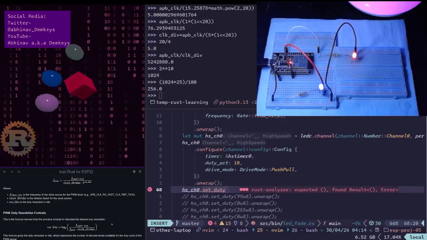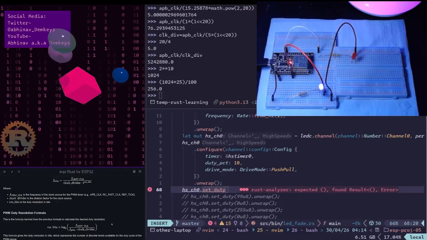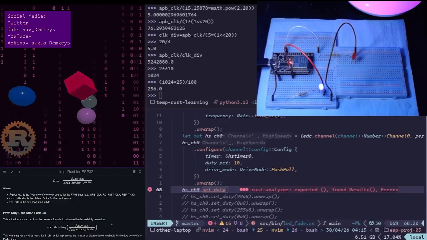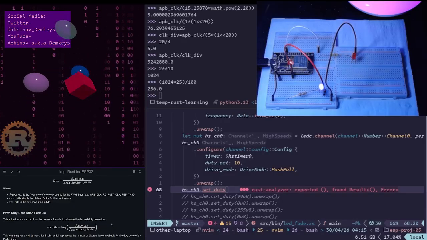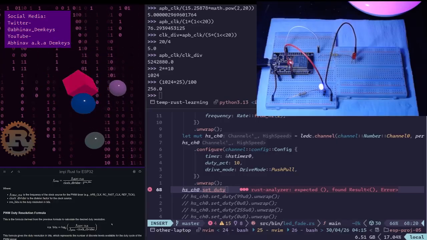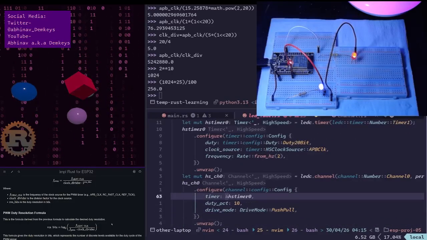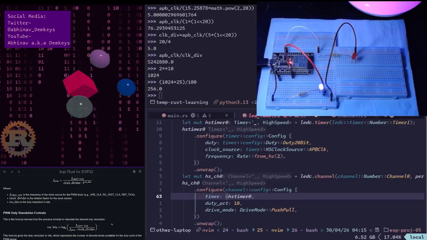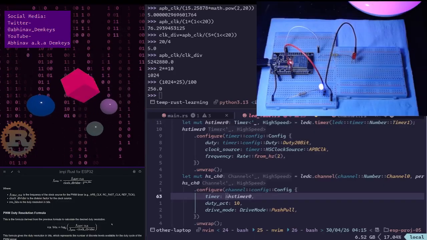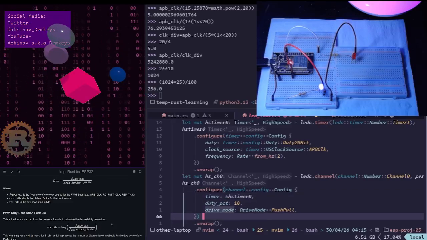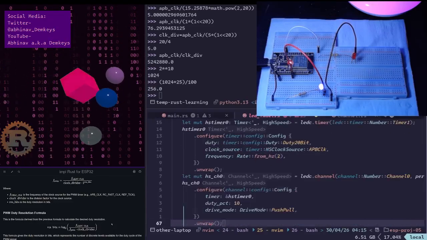So we have a frequency, right? And we are setting a duty percentage. This is a duty percentage. This is a duty percentage. What I've done here is I've set a duty percentage of 10%, right? Let's say I want to change this. We have a 20-bit.